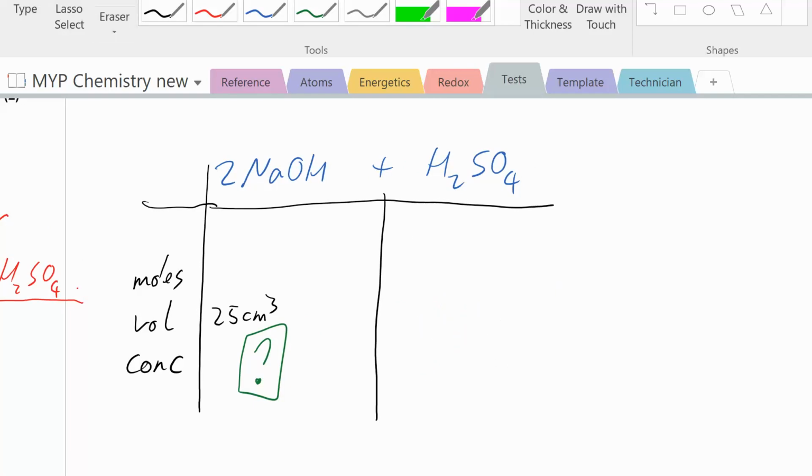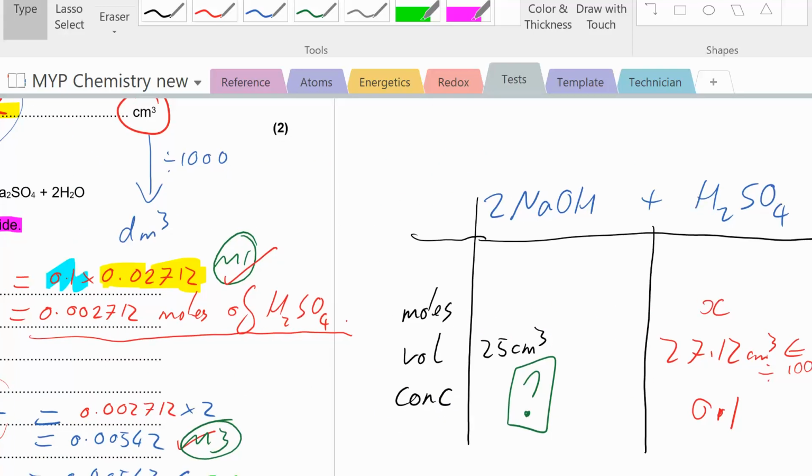I'm just going to write these in red. Now that's also centimeters cubed. Okay, so we've got most of our values. Now for sulfuric acid, we've got two values, so I can work out X. First of all, we want this in decimeters cubed, so I'm going to divide it by 1,000. Okay, and that gives you this value.